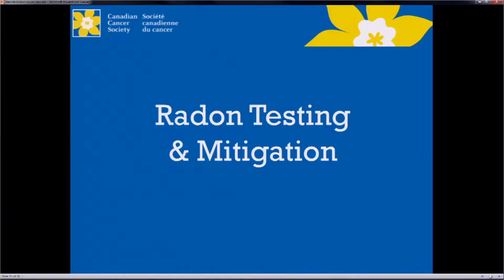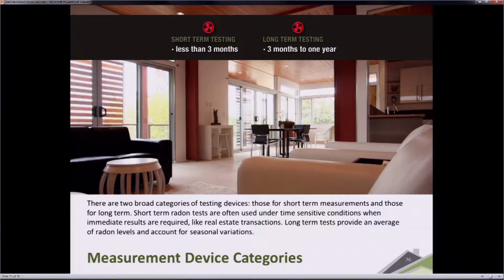So I'll run you through the testing right now. Many of you have just gone through this. There are two broad categories of testing. There's short-term testing, which is defined as tests less than 90 days, and there's long-term testing, which is defined as 91 to 365 days. The devices that you used are long-term testing devices, and that's what Health Canada advocates today. They've had that position for some time.